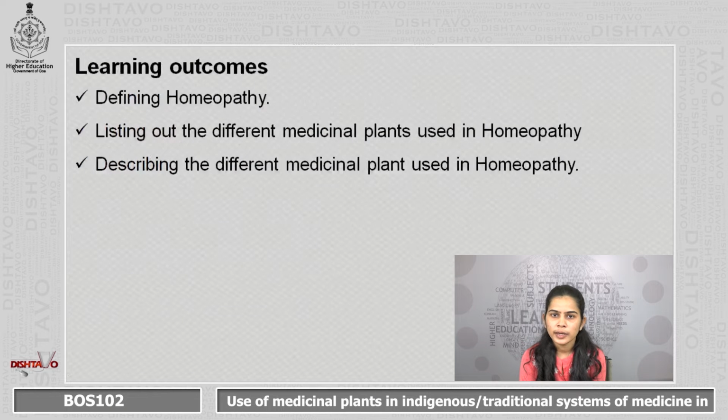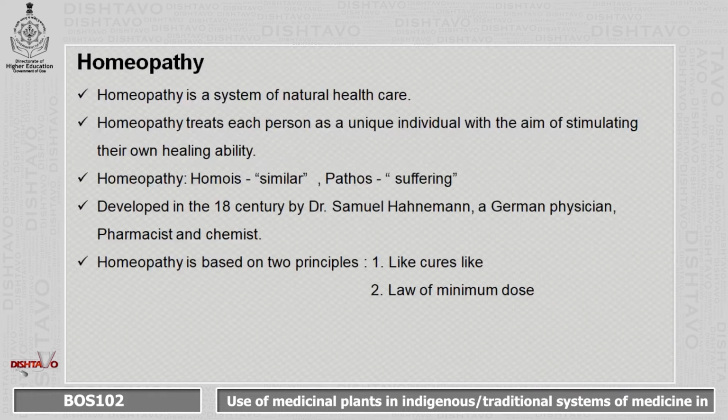Learning outcome: at the end of this module, the learner will be in a position to define homeopathy, to list out the different medicinal plants used in homeopathy, as well as to describe the different medicinal plants used in homeopathy. Now coming back to homeopathy.